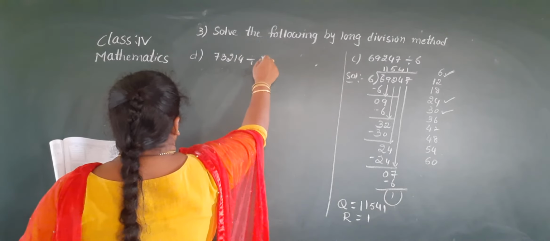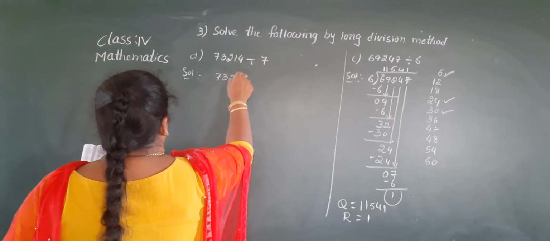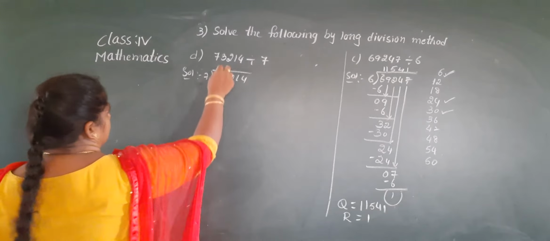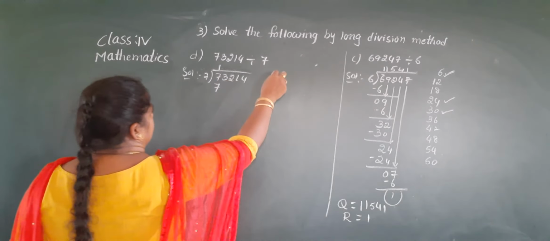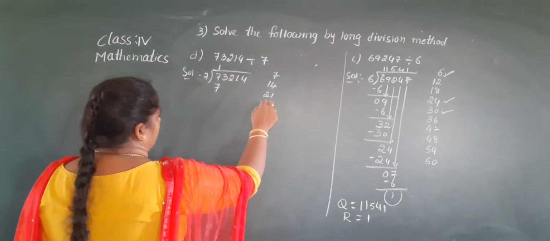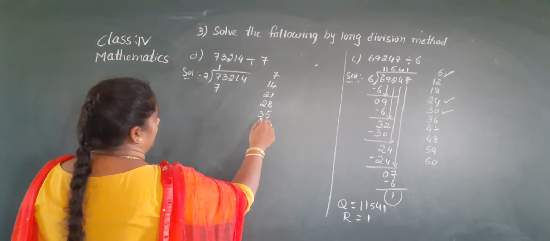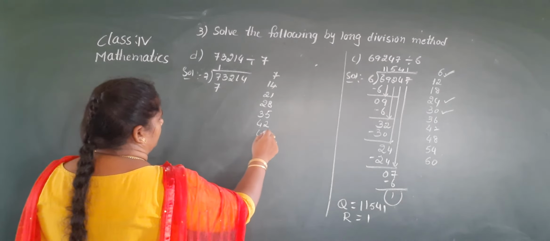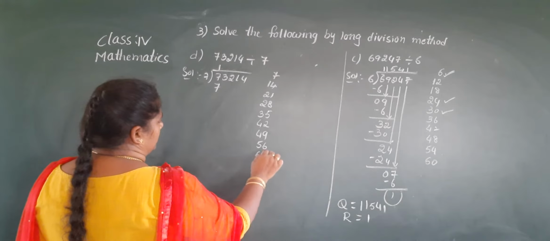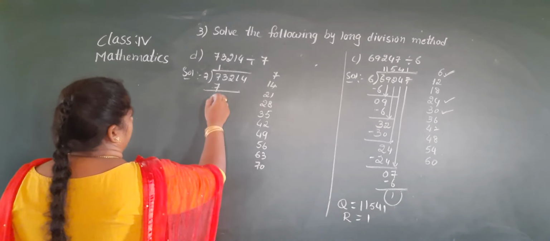73,214 is divided by 7. So 7 1s are 7. Write the 7 table on the side. 7 2s are 14, 7 3s are 21, 7 4s are 28, 7 5s are 35, 7 6s are 42, 7 7s are 49, 7 8s are 56, 7 9s are 63, 7 10s are 70. As 7 1s are 7, subtract to get 0.